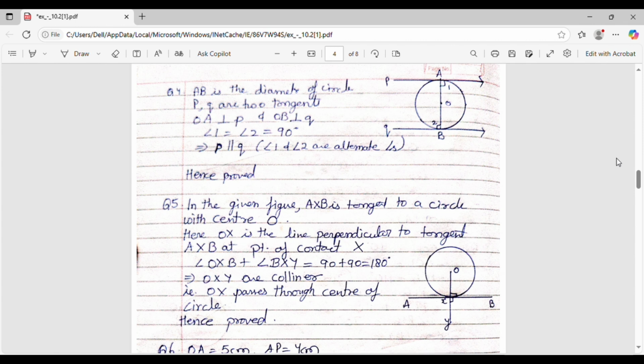Question number 5. Prove that the perpendicular at point of contact to the tangent of a circle passes through the center of the circle. So in the given figure, AXB is the tangent to circle with center O. Here OX is the line perpendicular to tangent AXB at the point of contact X. Angle OXB plus angle BXY are 90 and 90. So the sum is 180 degree. So we can say OXY are collinear. Therefore, OX passes through the center of circle. Hence proved.